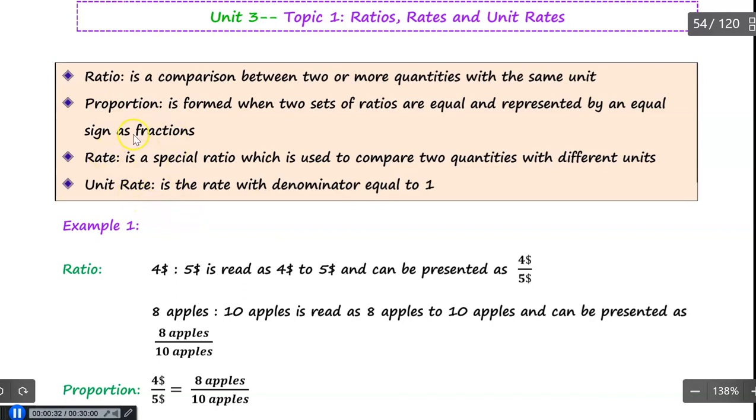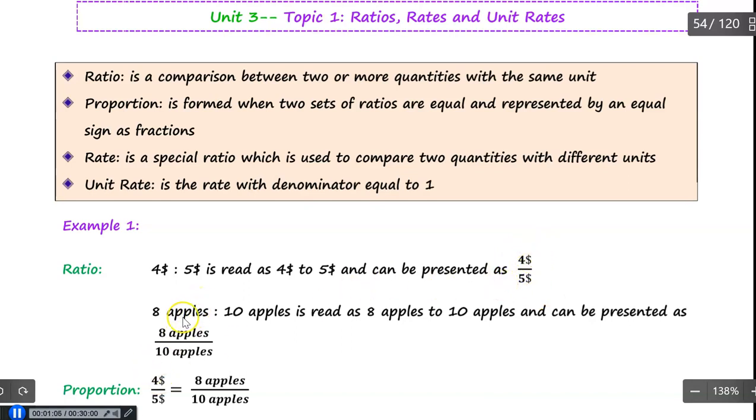So ratio is the comparison between two or more quantities with the same units. For example, with ratio, if I want to compare dollars with dollars, I can write it as $4 and $5, often represented by a fraction. So I can write $4 over $5. This one is called a ratio because they have the same units.